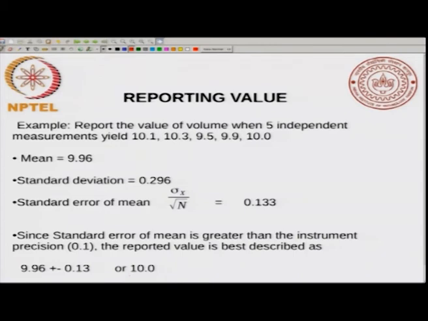What is important is that your significant figures should reflect both the precision of the instrument and the precision of the measurement. So, if you take a lot more measurements, then your standard error of mean will go down. However, your precision of the instrument will always be 0.1. So, you can never go below 0.1, even though your standard error of mean becomes a lot smaller than 0.1.